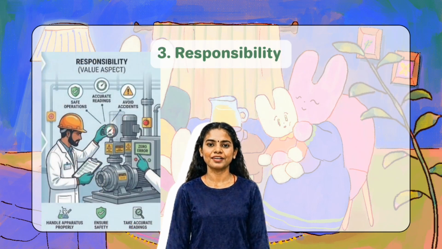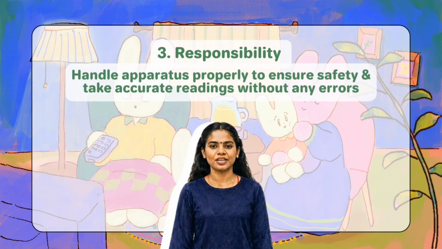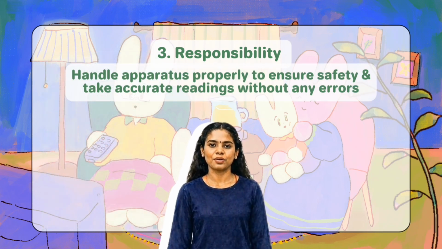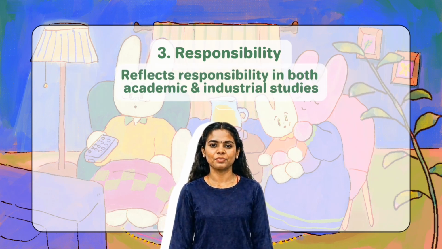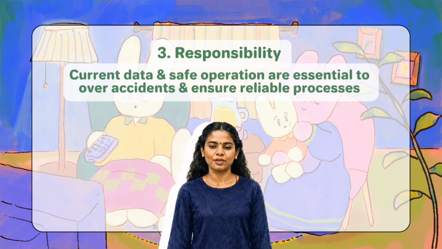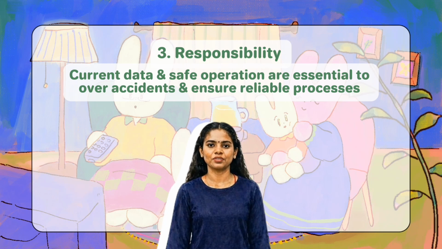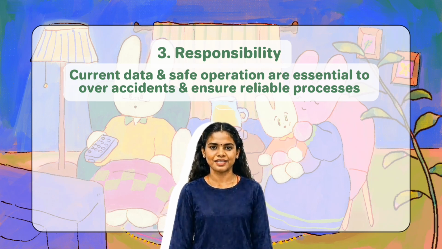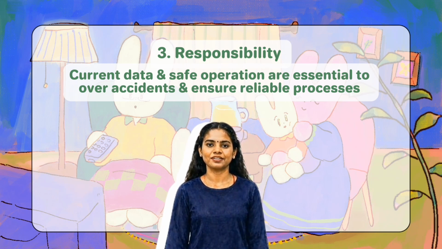Third is responsibility. We must handle apparatus properly, ensure safety, and take accurate readings without any errors. This reflects responsibility in both academic and industrial settings, where correct data and safe operation are essential to avoid accidents and ensure reliable processes.